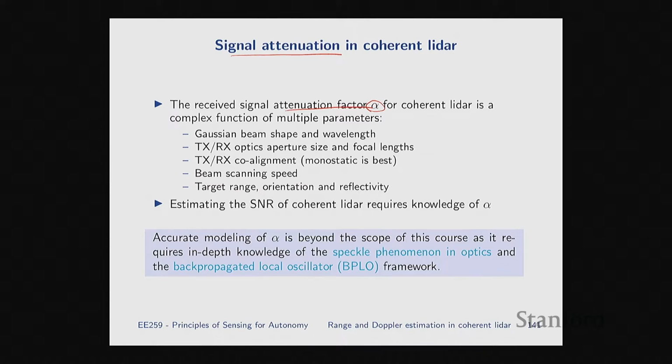Now, when it comes to coherent LiDAR, it turns out that estimating or modeling this alpha becomes very tricky. There's very deep physics that goes into it. We can't quite get into the details, because even at a high level, discussing why it becomes complicated to estimate alpha for coherent LiDAR requires knowledge of things like the speckle phenomena in optics and a concept called the backpropagated local oscillator, or BPLO. So it's way beyond the scope of this course or maybe any graduate course.